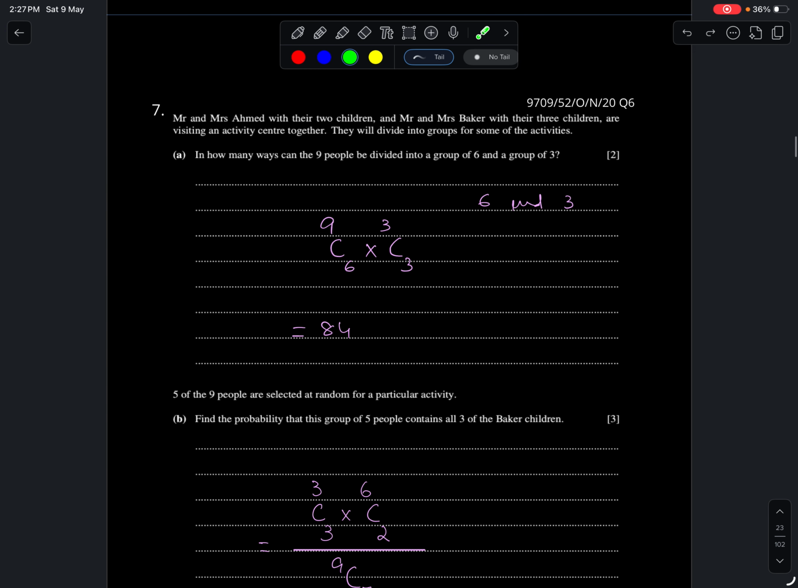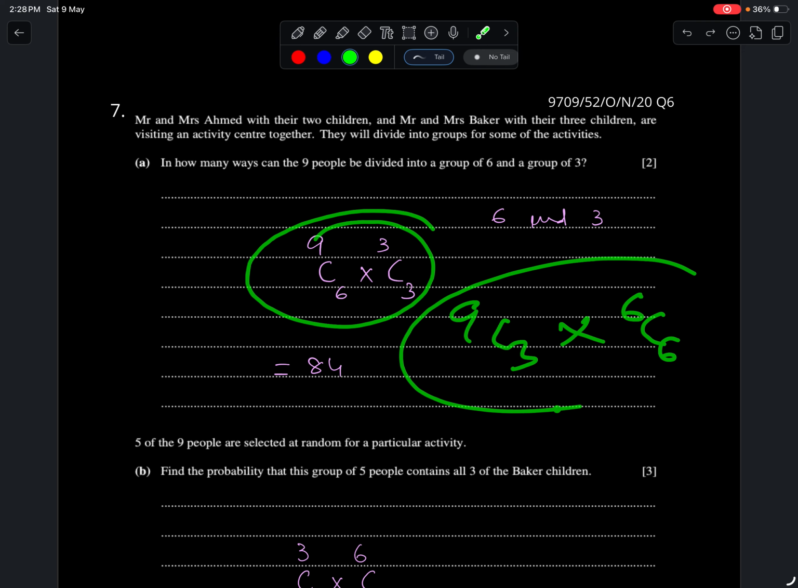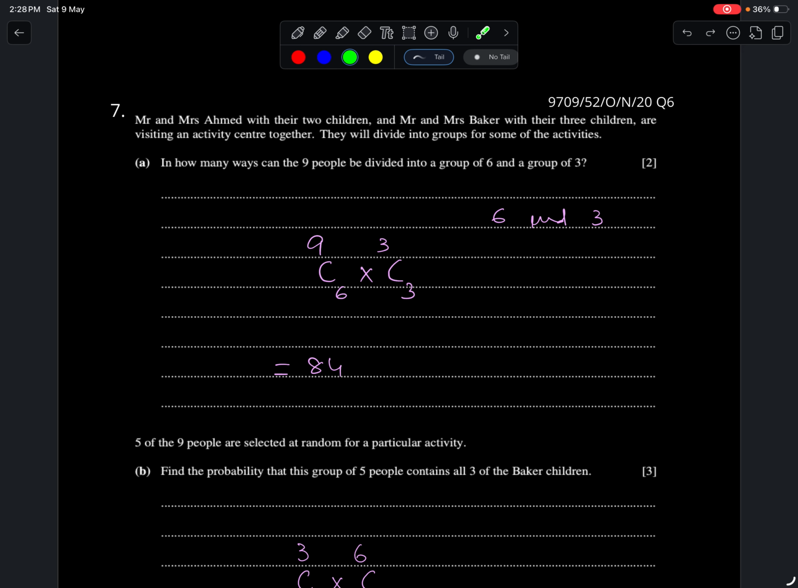Okay, Mr. and Mrs. Ahmed with their 2 children, Mr. and Mrs. Baker with their 3 children are visiting an activity center. They will divide into 2 groups. 9 people divided into 6 and 3. So 9C6, 3C3. You can do it in any order, like 9C3, 6C6. Both mean the same thing. 9C6, 3C3.